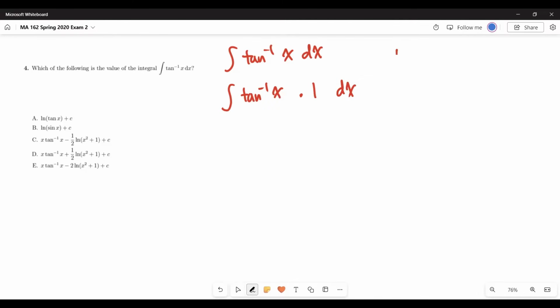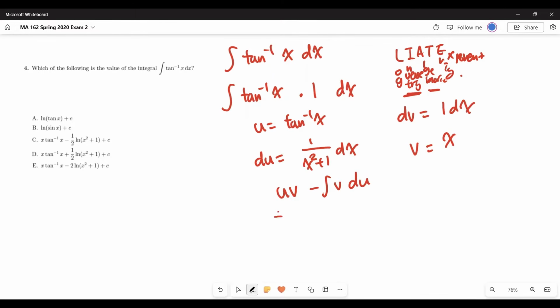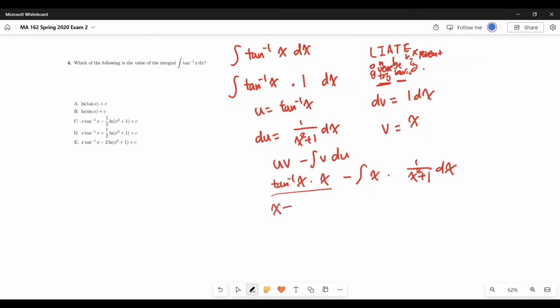And then you write LIATE: logarithmic, inverse trig, algebraic, trig, and exponential. We see inverse trig and algebraic as 1. So we can set u as inverse tangent of x, and then find the derivative of that, which is 1/(x² plus 1) dx, and we put dv as 1 dx. So this becomes v as x. Then this becomes uv minus the integral of v du. uv is inverse tangent of x times x, minus the integral of x times 1/(x² plus 1) dx as du. So this just becomes x times inverse tangent of x, and then this becomes x/(x² plus 1) dx.